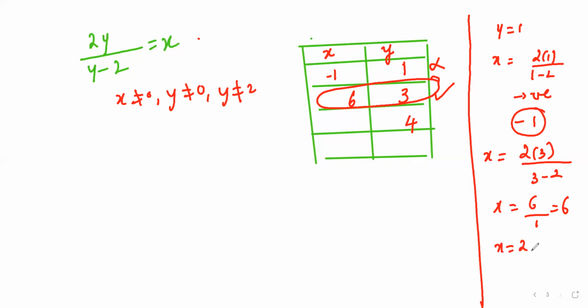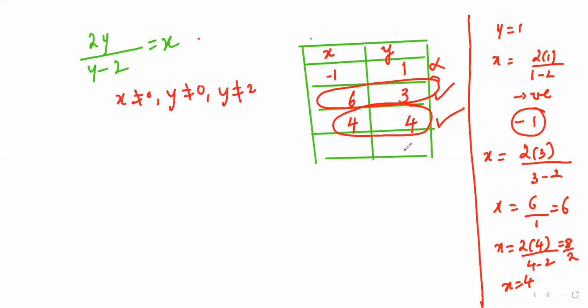Next, I'll put y is 4 and see what happens. So x is 2 into 4 upon 4 minus 2. So that is 8 upon 2. Yes. So you get 2 into 4 by 4 minus 2. That's 8 by 2, which is 4. So this is another possibility. In this case, what happens when x is 4, y is 4? It is a square in this case. Yes, we got a square.